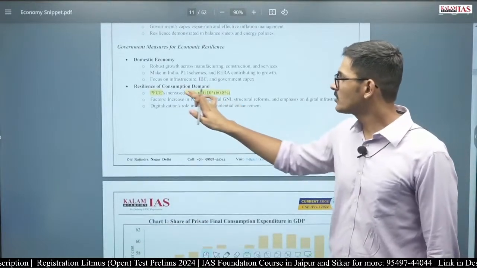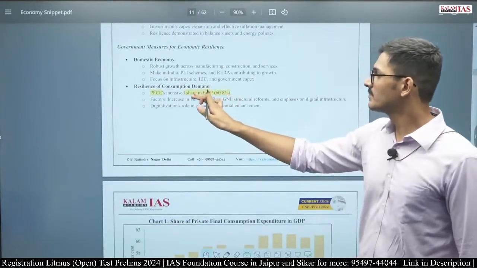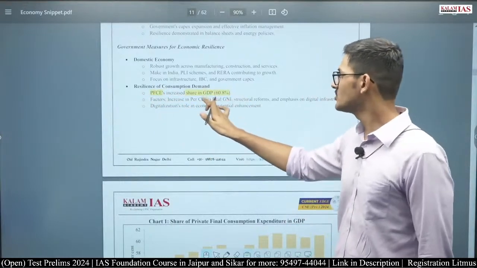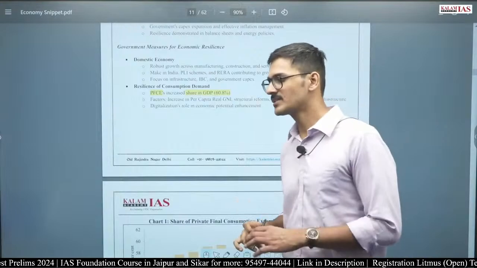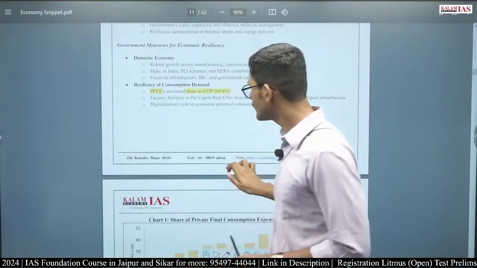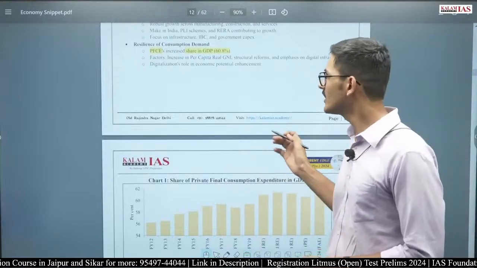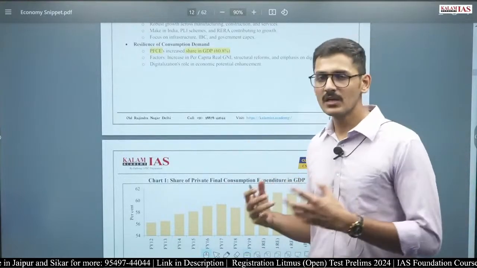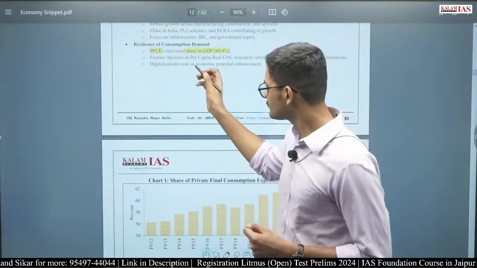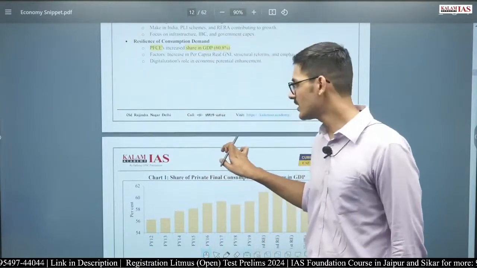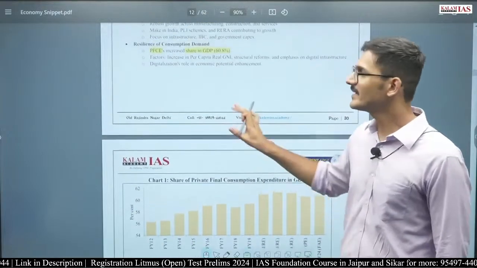Now, when we talk about consumption demand, PFCE, private final consumption expenditure, increased in share of GDP to 60.8%. Now, there are different ways of calculating GDP. When we move further, we will read about the three ways of calculating GDP, and one of them is expenditure, there is production, then there is the income method.